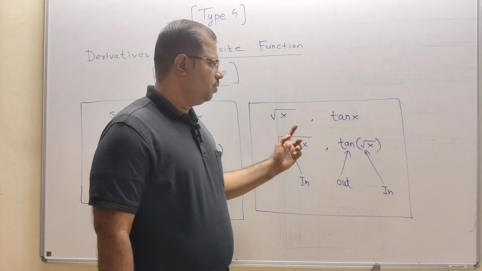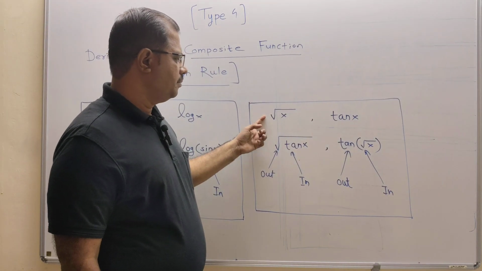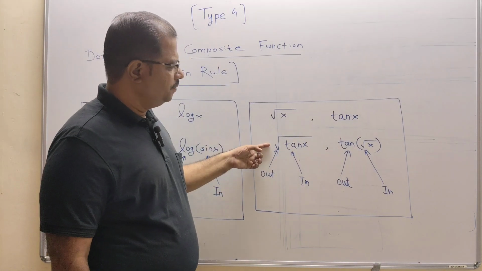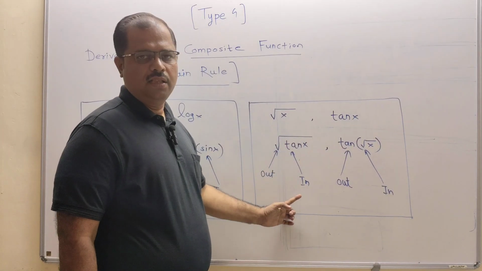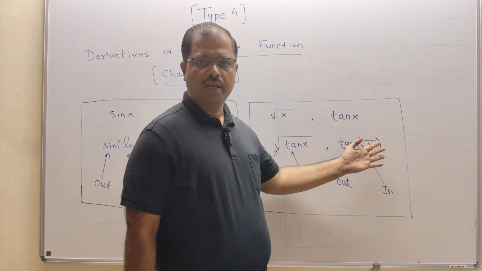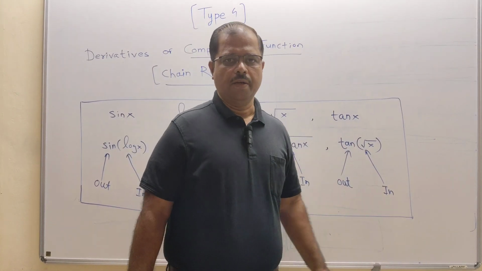Take another example, root x and tan x. If we write root of tan x, then going towards x, root is the outer function and tan is the inner function. Or tan of root x: tan is the outer function, root is the inner function.